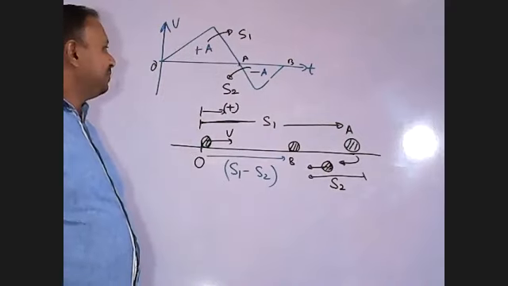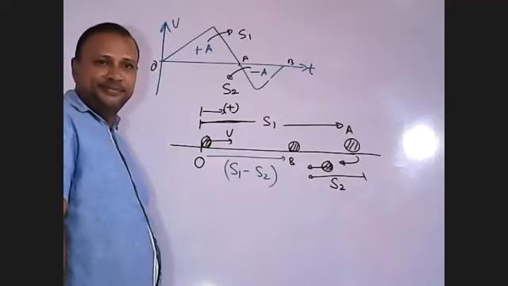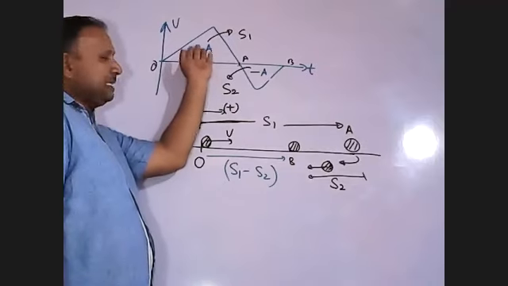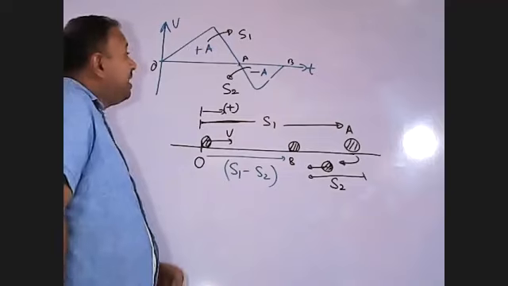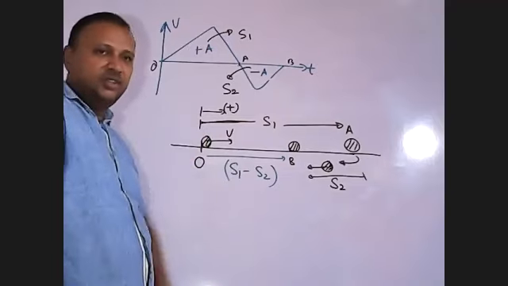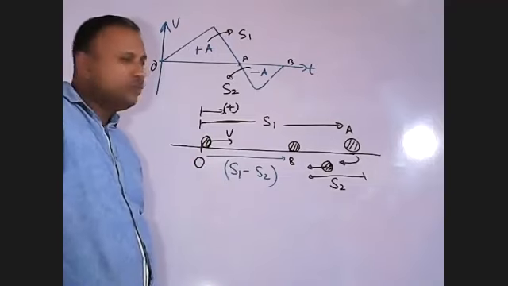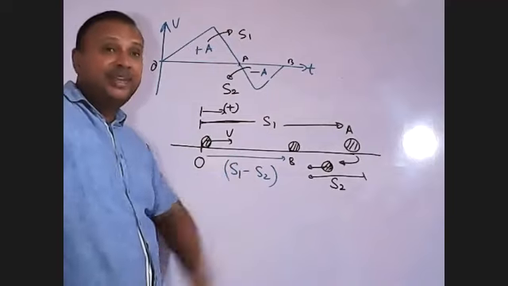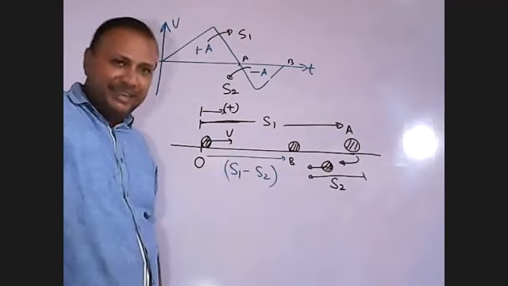Okay. So normally we call this area: area under the positive y direction is positive, area under the negative y direction is negative.